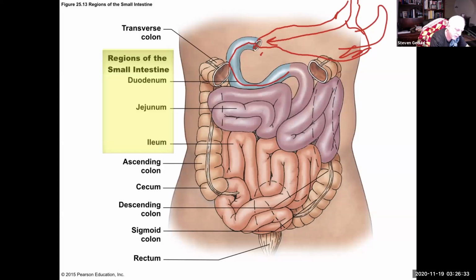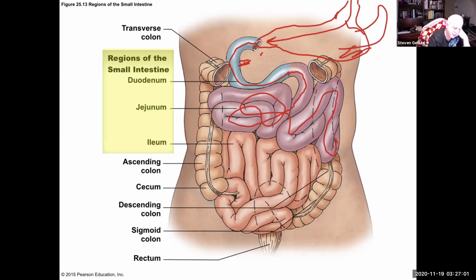And right in here, there's two ducts. There's a duct that releases bile from the liver or the gallbladder, and there's a duct that releases the digestive enzymes from the pancreas into the duodenum. Duodenum turns into jejunum. Jejunum travels all across through here. Okay, that's your jejunum. Jejunum is where most of your digestion and absorption occurs.